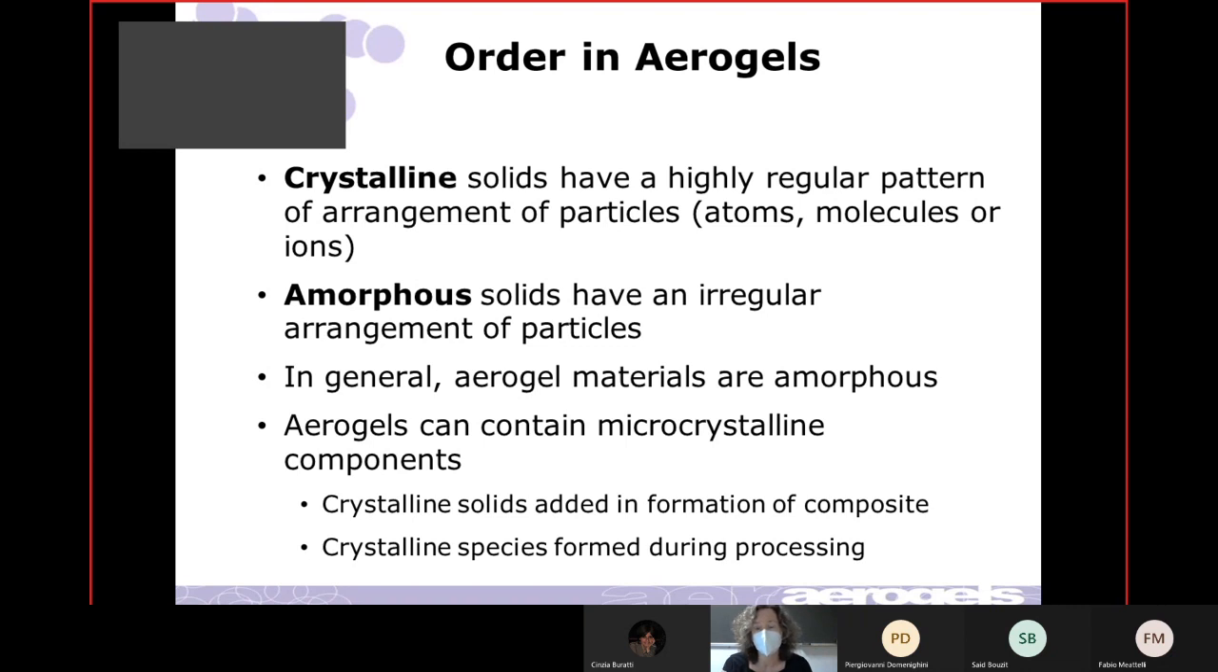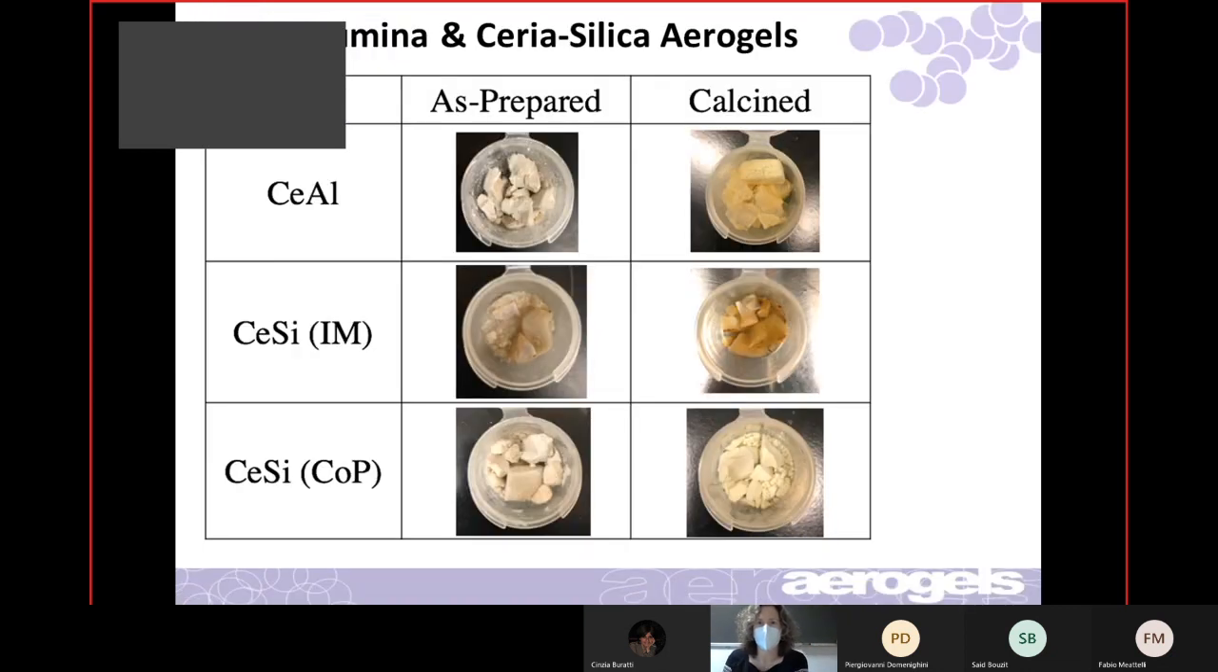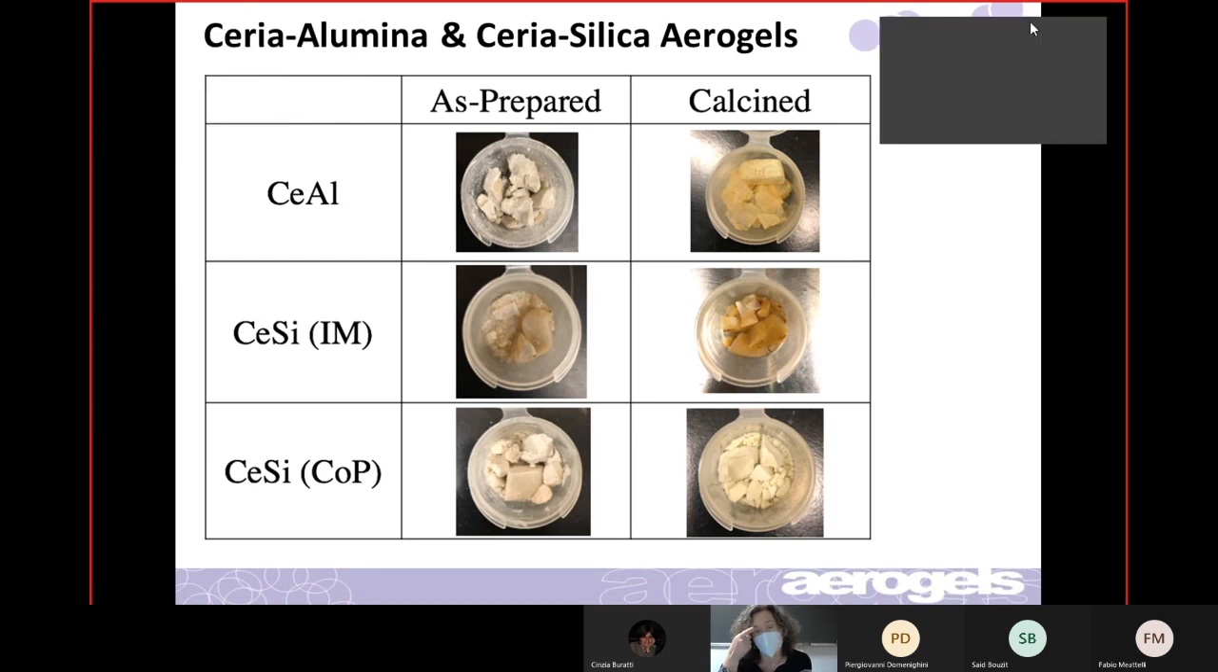So I'm going to show a couple of examples from our lab, and then I'm going to show some other chemistry beyond our lab. So ceria alumina and ceria silica aerogels, we did some work on a couple of years ago. I showed, I believe, the cerium aluminum, how we made those as an example of an impregnation approach. And so you can see our as prepared material looks like this. We also made ceria silica by impregnation and by the co-precursor method.